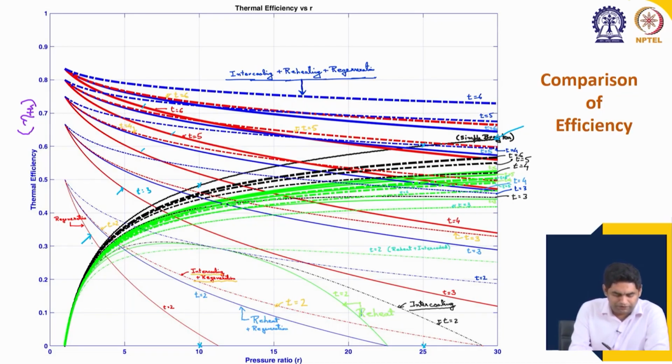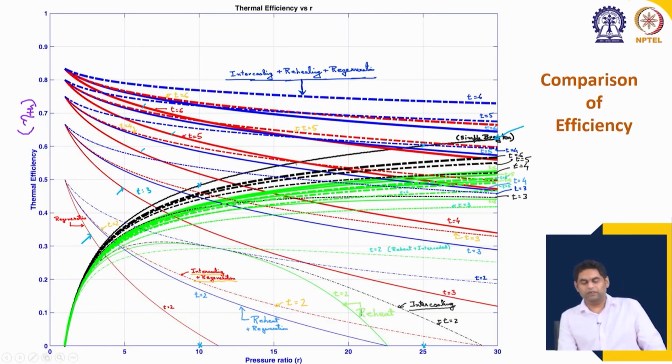For a very low value of temperature ratio T equal to 2, which is not practical, we get a very quick crossover at a very small value of R, but for more realistic values, say T equal to 4, the crossover occurs at a significantly higher value of R. So, in this case it is around 12. At T equal to 5 the crossover is even higher, it is around 17, and you can calculate what the value is. T equal to 6, it goes to a much higher value, around 23. So, each of these red lines shows the variation of efficiency.